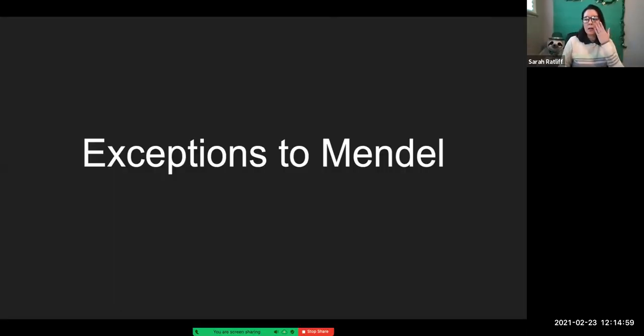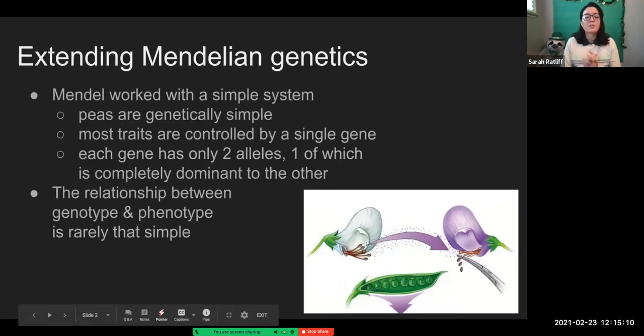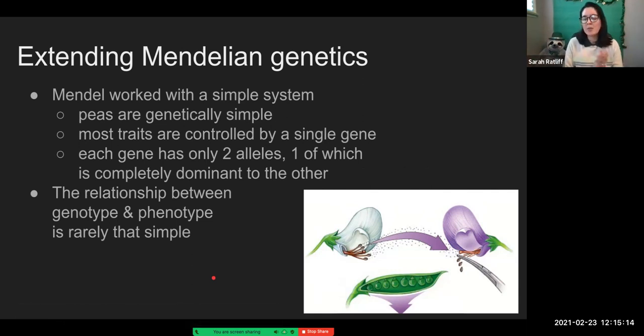All right, exceptions to Mendel. Last week we talked about Mendel, who he was, all of his experiments, and something called complete dominance. So we're going to go past those simple things that Mendel was doing for his experiments.